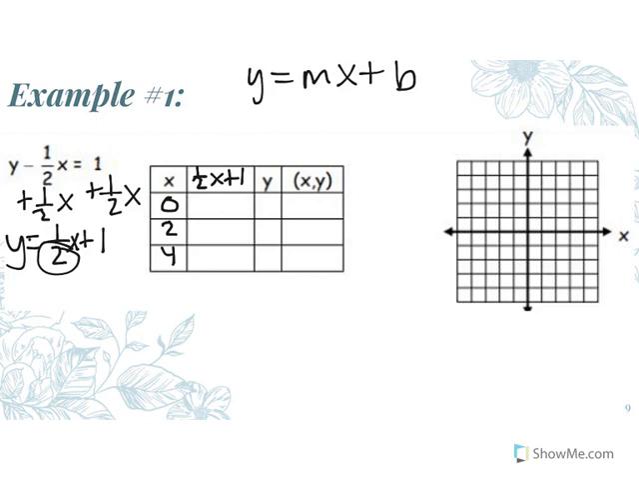Okay, so let's go ahead and plug in 0 into our equation first. So 1/2 times, let's do this in a different color so you guys can see where I'm plugging it in, and then we have plus 1. So anything times 0 is going to be 0, plus that 1, we get 1. So our point is 0, 1. Not too bad dealing with fractions, right?